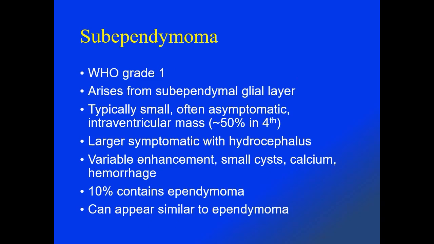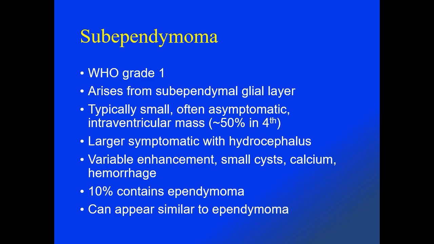Subependymoma is a low-grade WHO grade 1 tumor that arises from the subependymal glial layer. It's typically small, often asymptomatic, and presents as an intraventricular mass, most commonly within the fourth ventricle. Larger symptomatic masses may be associated with hydrocephalus. It demonstrates a variable degree of enhancement. Small cysts, calcifications, and hemorrhage can also be seen.